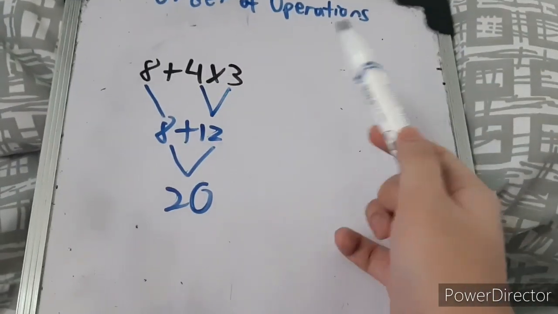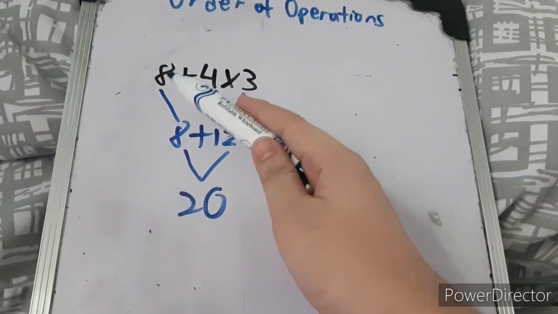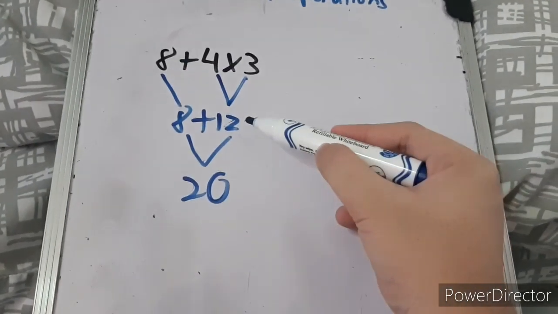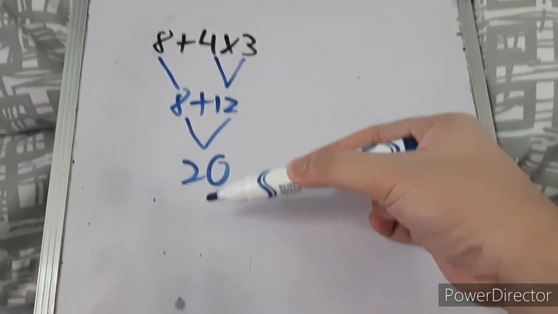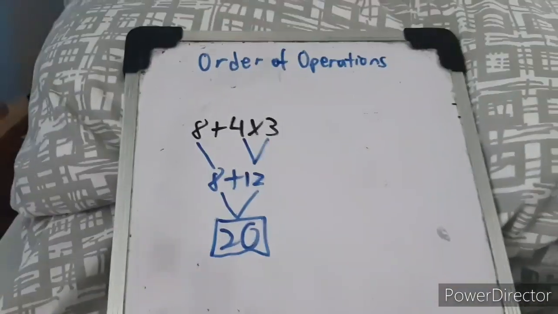So, ito po yung pinakasagot nila. So, 4 times 3 equals to 12. Tapos, may 8 pa dito. So, dagdagan ng 8. Tapos, 20 ang final sagot. So, don't forget to box your final answer.